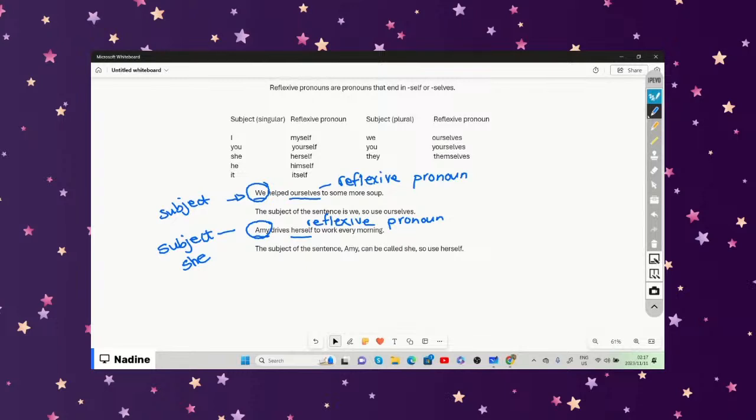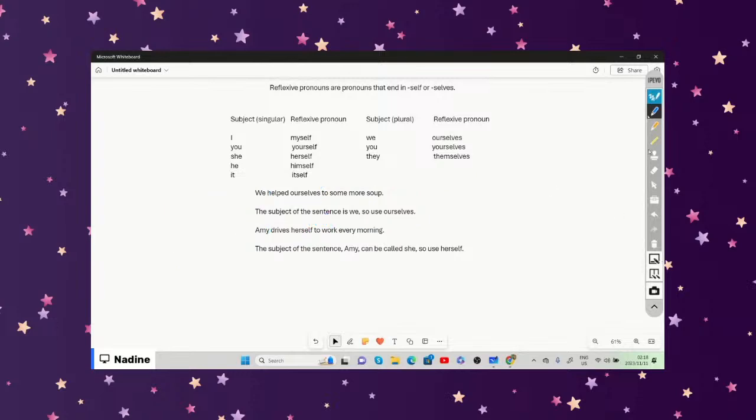Remember, herself is the reflexive pronoun because we are making mention of the reflexive pronoun, right? So her is correct, but it's herself, because we are making mention of the reflexive pronoun, right?